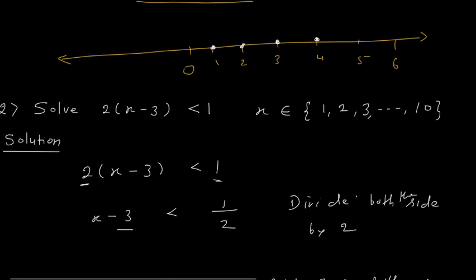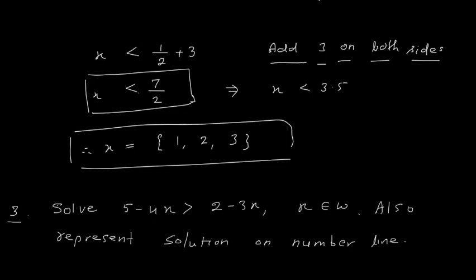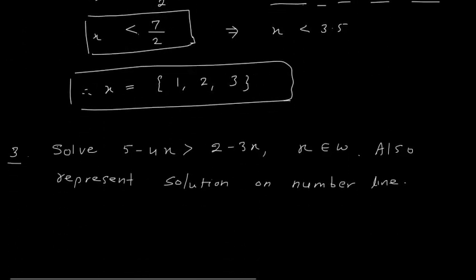You can see the set of x is given as 1, 2, 3 up to 10. So x less than 7 by 2 indicates that x is less than 3.5, and therefore the value of x will be equal to 1, 2, 3. Okay, now let us check whether they ask us to draw it on the number line. In the problem we see that they ask only to solve. They have not asked me to draw on the number line. So it is up to me, but I will not draw it on the number line because it will take time, and it is not asked in the problem.